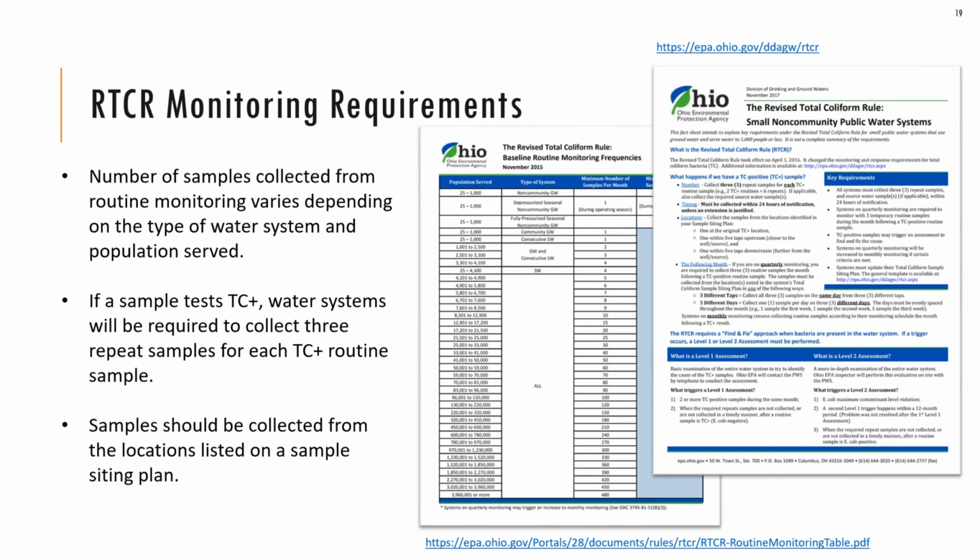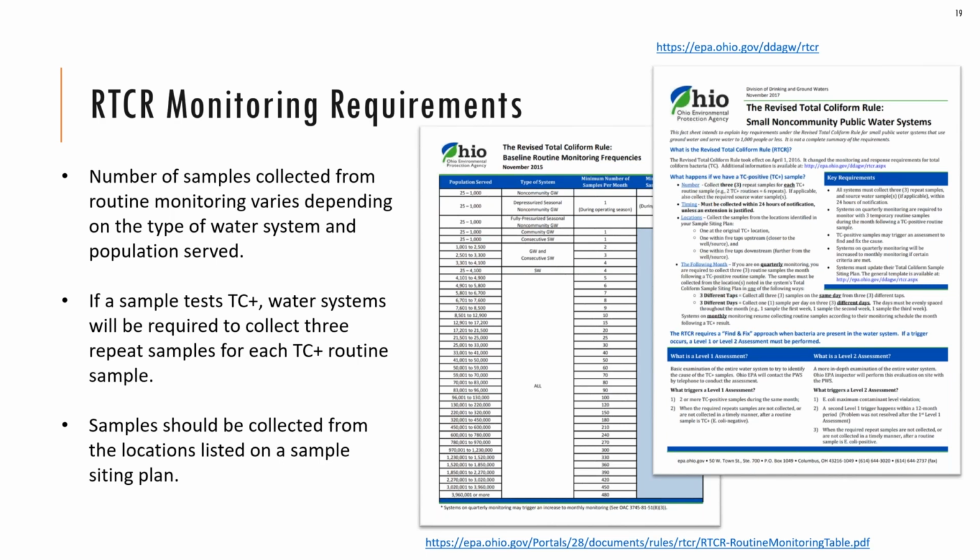So what happens if a routine sample tests positive for total coliform? Water systems will be required to collect 3 additional repeat samples for each total coliform positive routine sample within 24 hours. The locations of the repeat samples should be listed on your sample siting plan, but one is from the original location, one location has to be within 5 connections downstream, and one within 5 connections upstream.